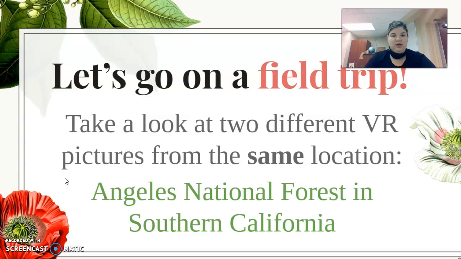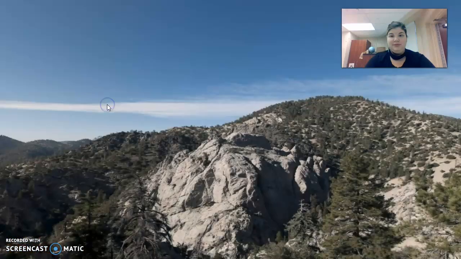So let's go on a field trip. We're going to take a couple looks at a natural forest in Southern California to see what is changing. So here we have a picture where we see lots of greenery throughout the ecosystem, some tall trees, and lots of green bushes, some exposed rock outcrops.